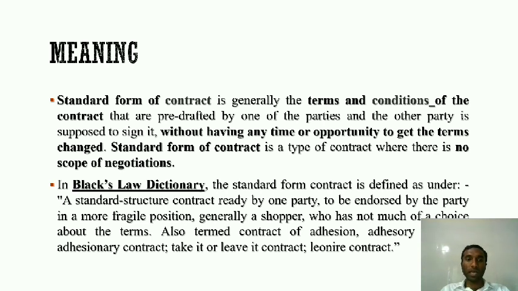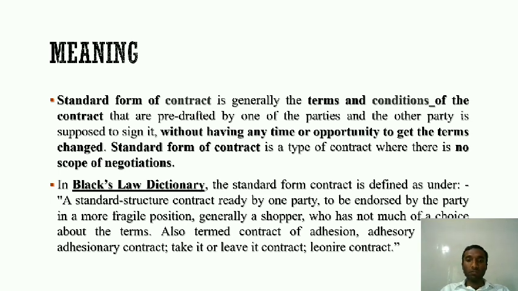And we can see the Black's Law Dictionary definition. A standard form of contract is defined as a contract prepared by one party and to be endorsed by the other party in a more fragile position, generally a shopper who has not much of a choice about the terms. It is also termed as a contract of adhesion, adversary contract, take it or leave it contract.